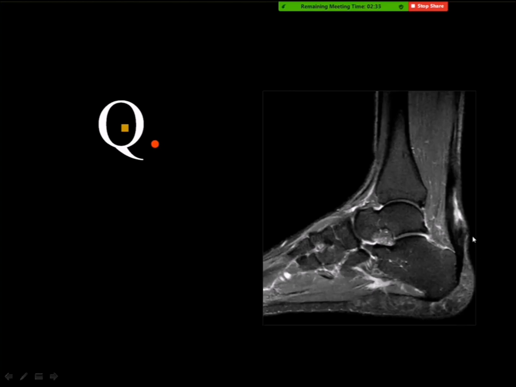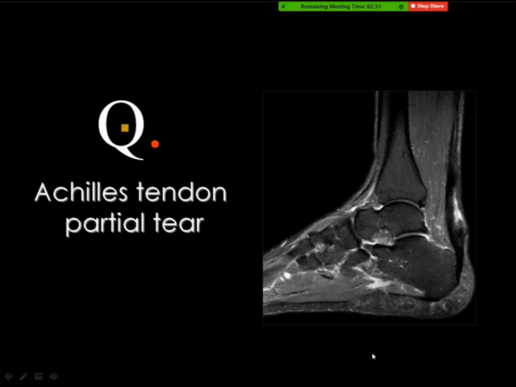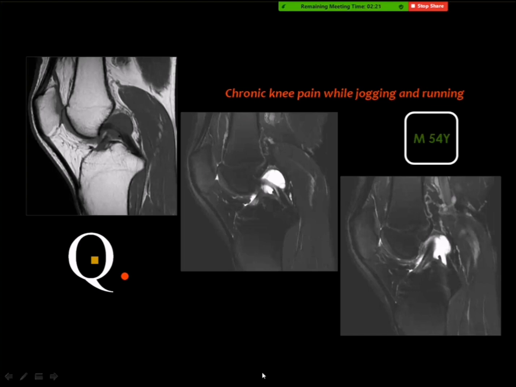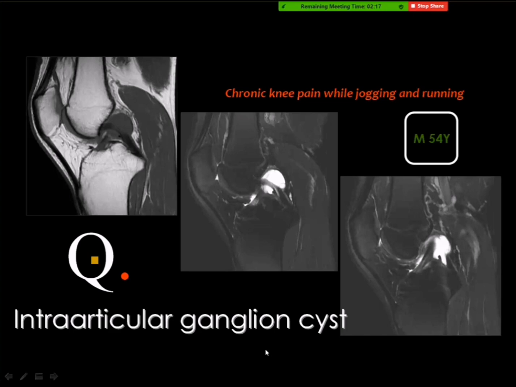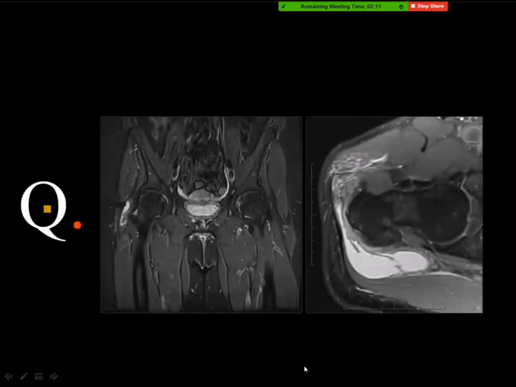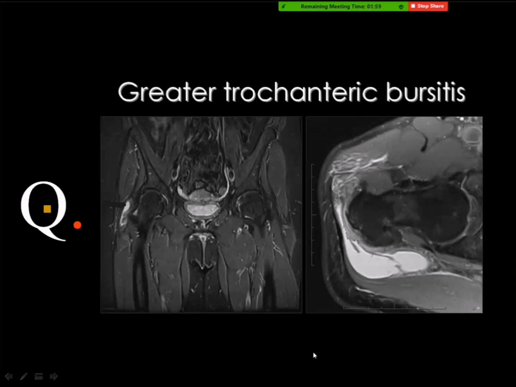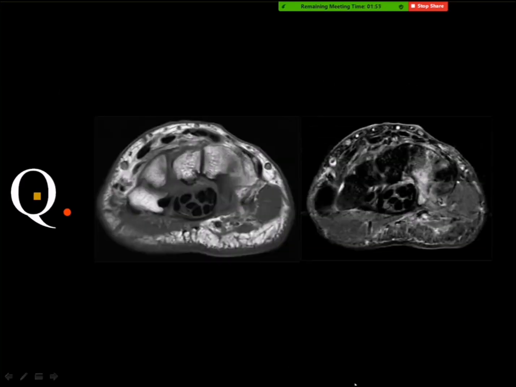What's the tear of the Achilles? Partial tear of the Achilles tendon, because the anterior fibers are intact and the posterior fibers are torn. Intercondylar cyst. Yes, intercondylar ganglion cyst, cruciate ligament cyst, all the same diagnoses. And here you see fluid collection around the greater tuberosity, and this is one of the bursae. This is the greater trochanteric bursa, and there is also the lesser trochanteric and iliopsoas bursa, and so on.